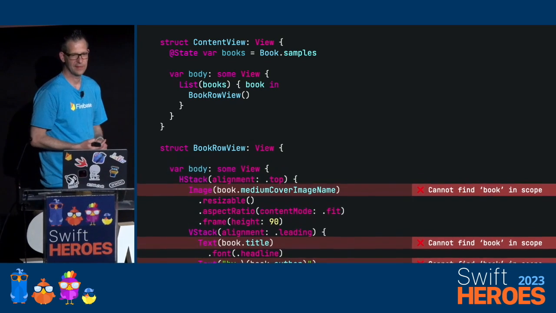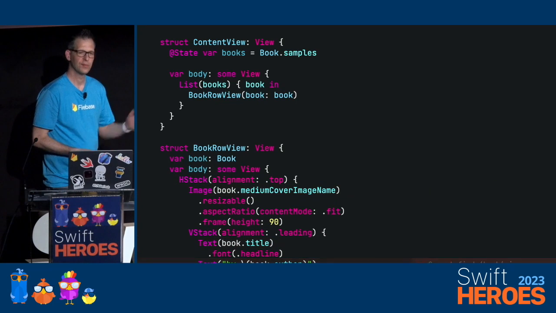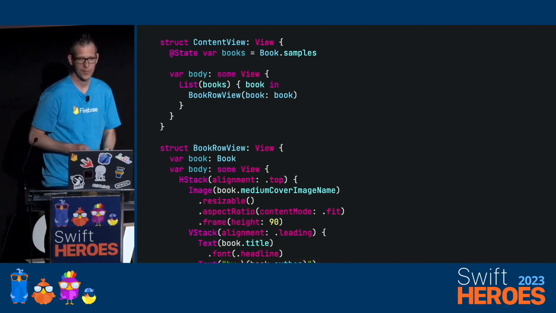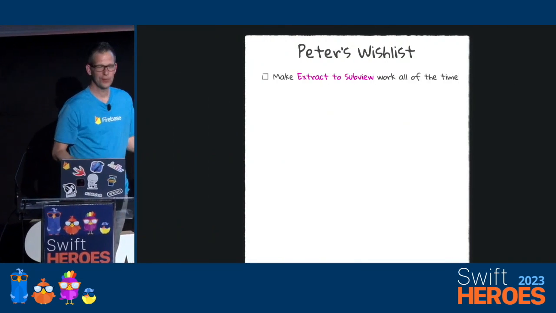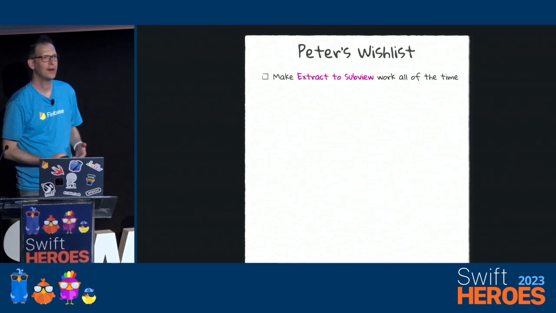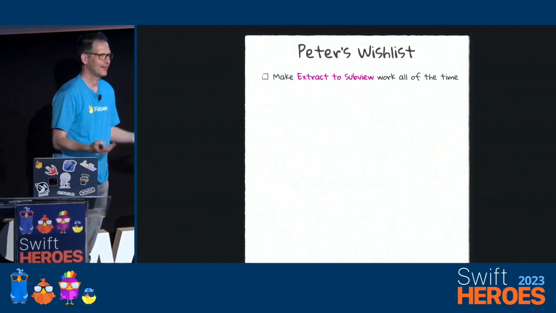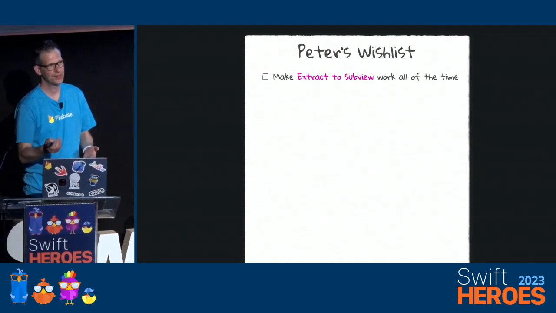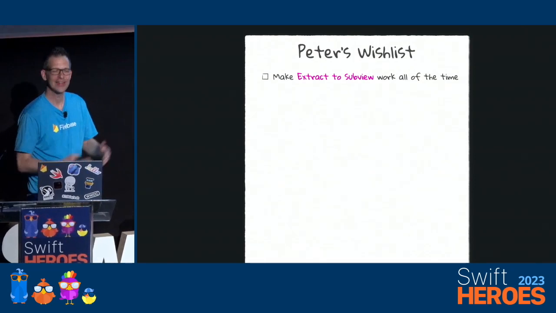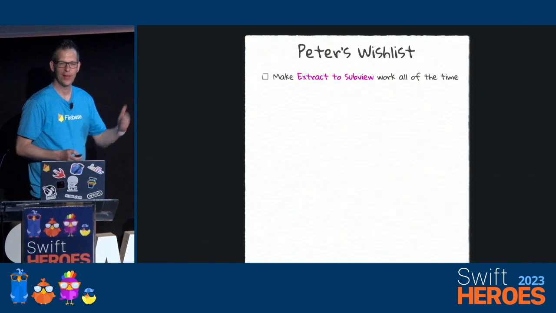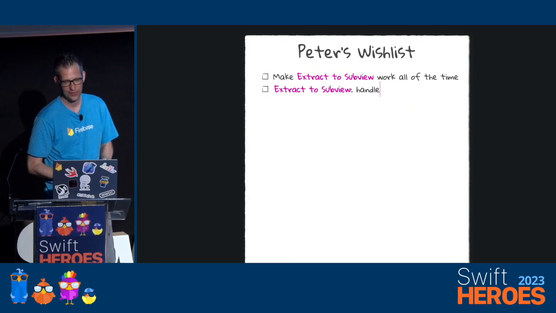So what we need to do is have a variable on our BookRowView, and then we will need to pass it from the list. All right, so that's fixed. And I thought it would be nice to have this wish list of things. So if anybody from Apple is watching, hello, or is in the room, here's a wish list. Maybe all of us might be interested in having those implemented. All right, so extract to subview should work all of the time. That's one of the wishes.